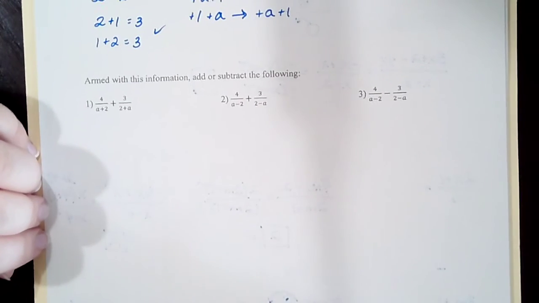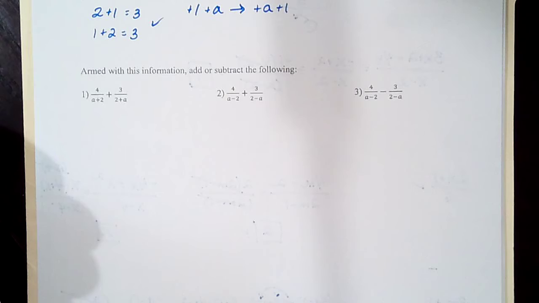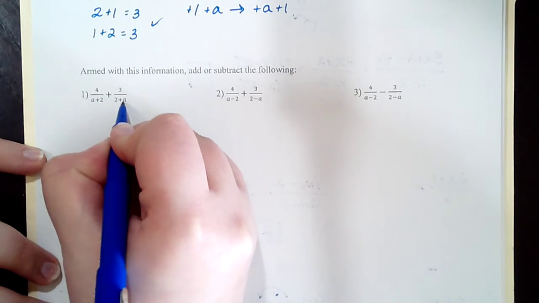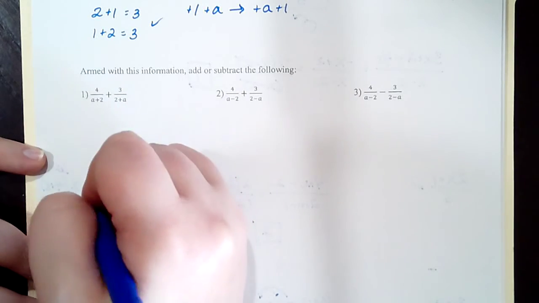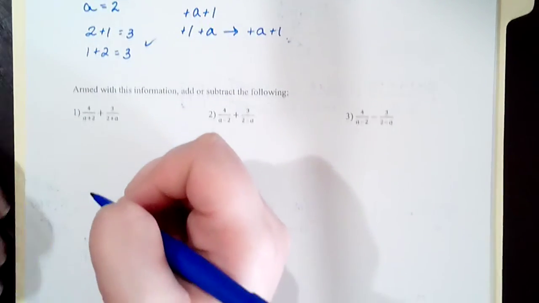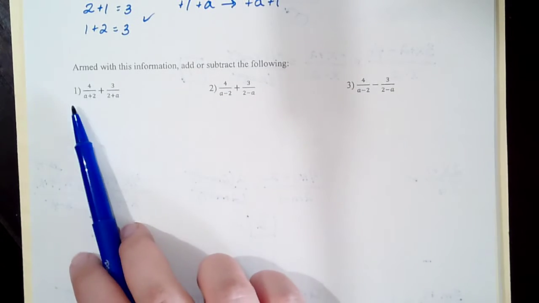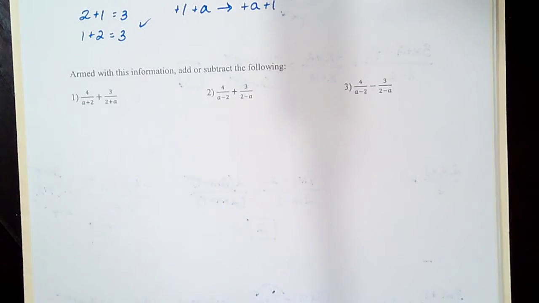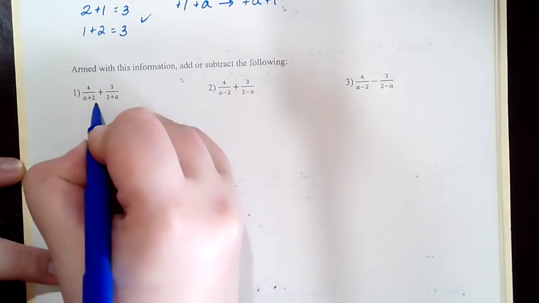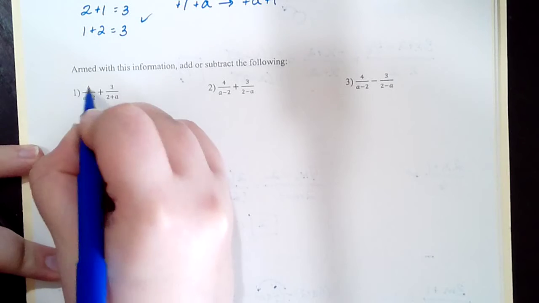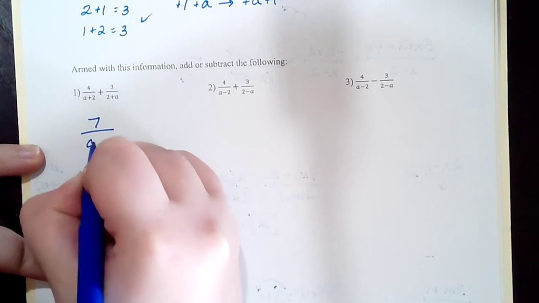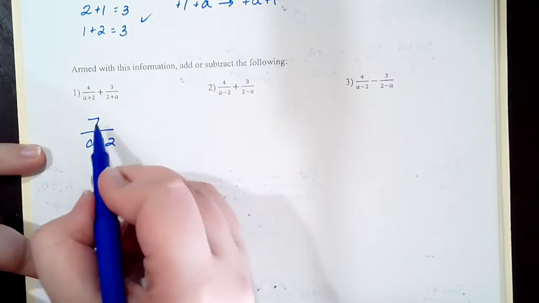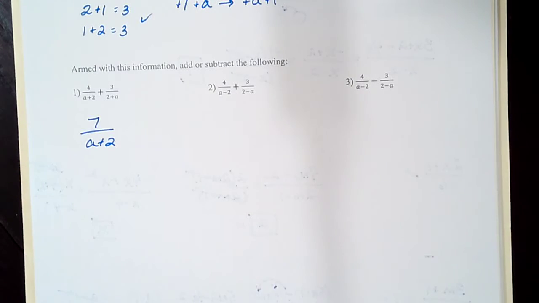So, armed with this information, let's try a few of these together. Specifically, I'm going to try this first one. Are a plus 2 and 2 plus a the same? Well, if I give everyone a symbol, or I try my tricks that I had up here, is positive a plus 2 the same as positive a, positive 2? Those are the same, so the denominators are the same, which means we can just add the top. 4 plus 3 is 7 over a plus 2. It could be the same as 7 over 2 plus a. It wouldn't change it. Let's check out the next one, though.